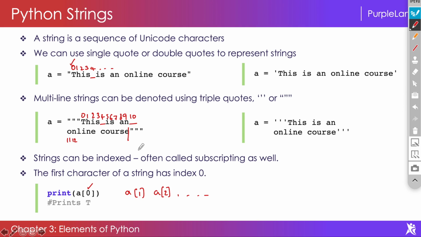One interesting thing is you can get the last character of the string by giving -1. So if I give a of -1, it will print the last character, which is E, and a of -2 will give me the second character from last, which is S here, right? So it means you can even retrieve the characters from the end of the string. Now let's get back to the Python interpreter and see this in action.